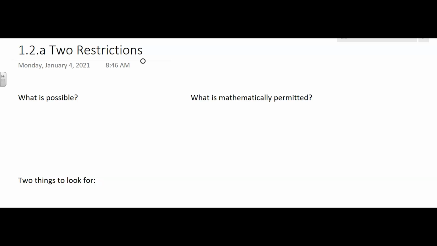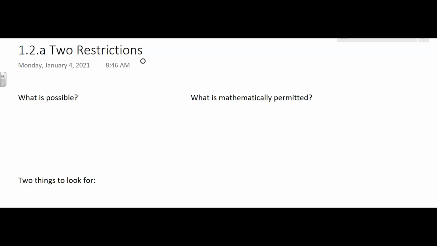In section 1.2, we're going to talk about domains and ranges and how to find them. One of the things we have to think about is what is possible. So if you're working with data that includes people, you're not going to have half a person, right? Or you're not going to have a negative amount of coins. You'd have a positive amount of coins.